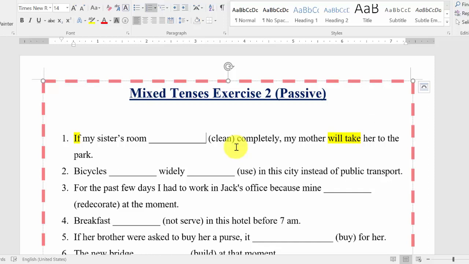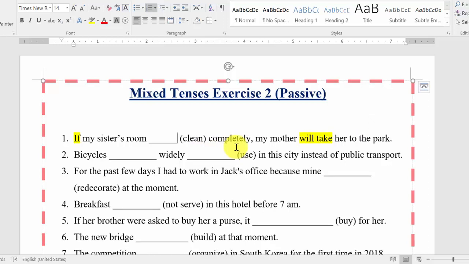Your answer should be is MR plus PP. Okay, is MR, we choose is because of my sister's room, only one room without S, so we use is. Is plus PP, clean PP at ED. So my sister's room is cleaned.